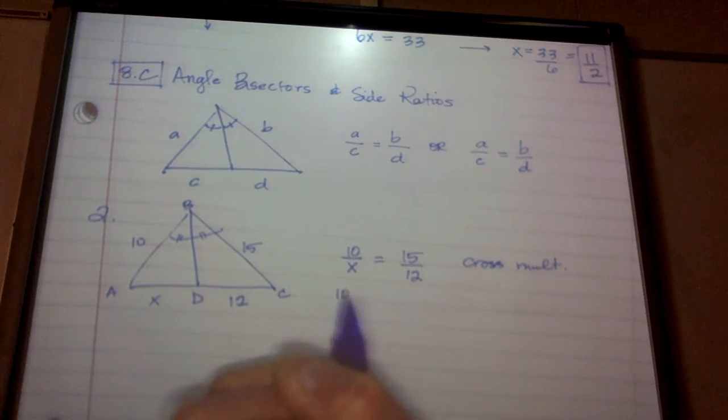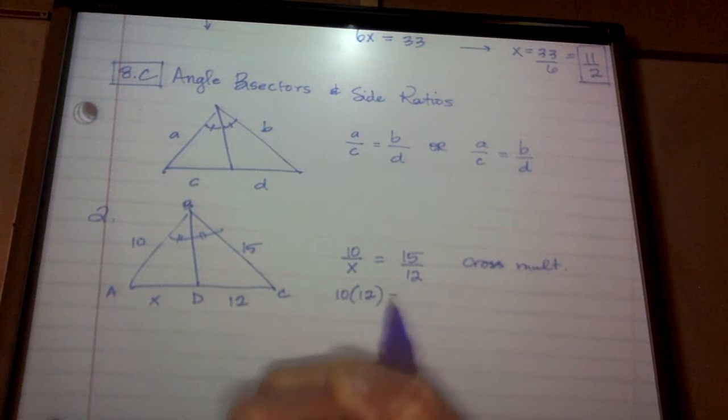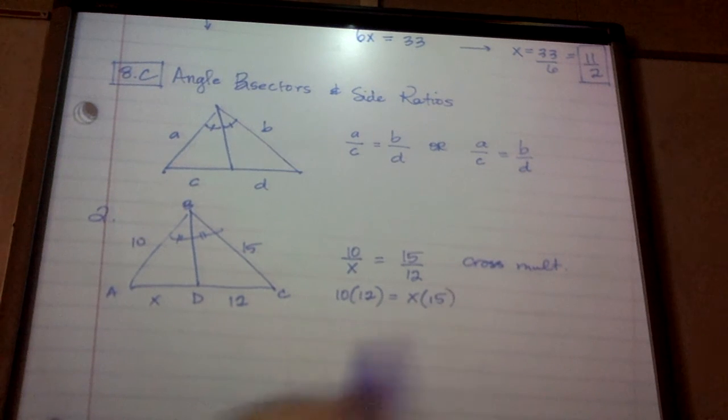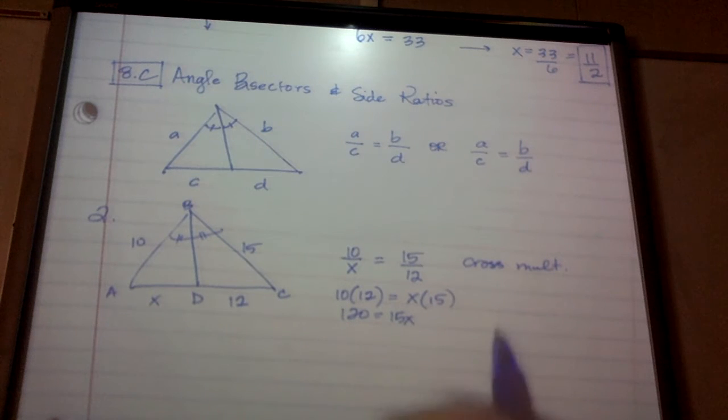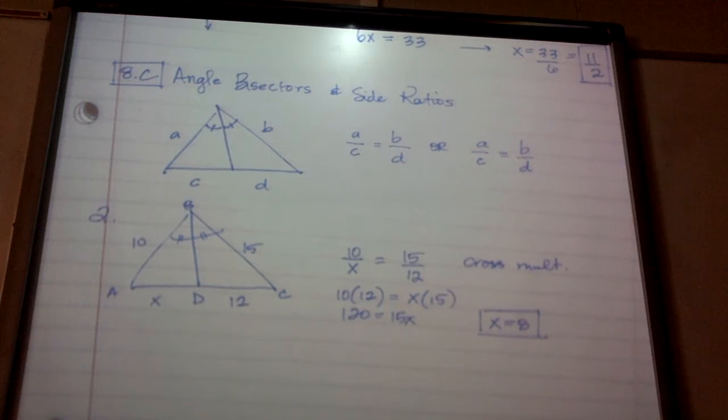So 10 times 12 has to be equal to X times 15. So 120 equals 15X. And if I divide, X equals 8. I'm going to do one more like that, just so we're okay with it, and then we will move on.